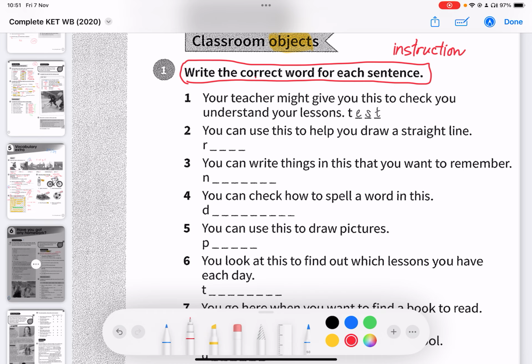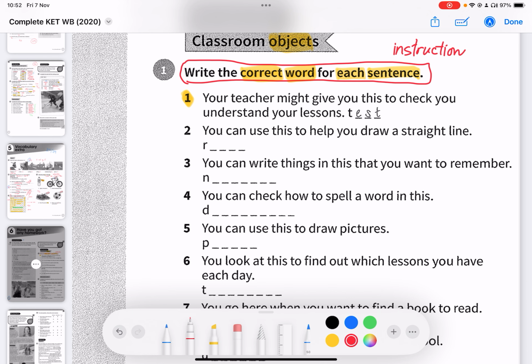Write the correct word for each sentence. So, write and say correct. Correct word, từ, for each sentence. Each, mỗi, sentence. So you need to read and then write one correct word for each sentence. Let's read the example also. Your teacher might give you this to check you understand your lessons. So this is what the teacher gives you to check if you understand your lessons or not.